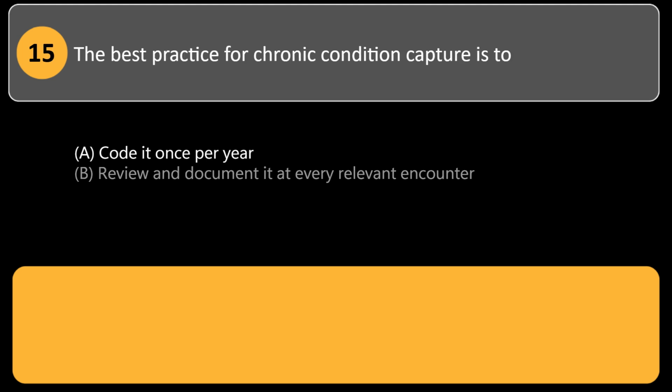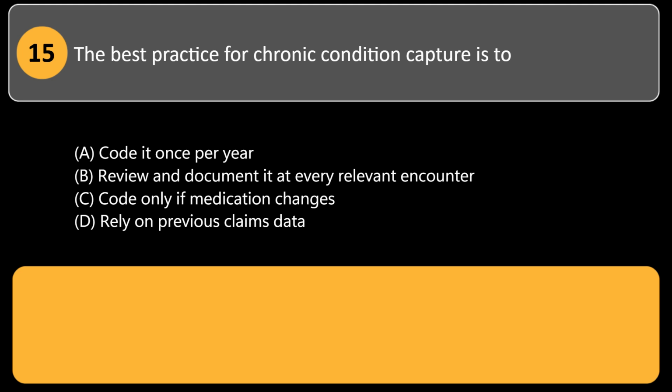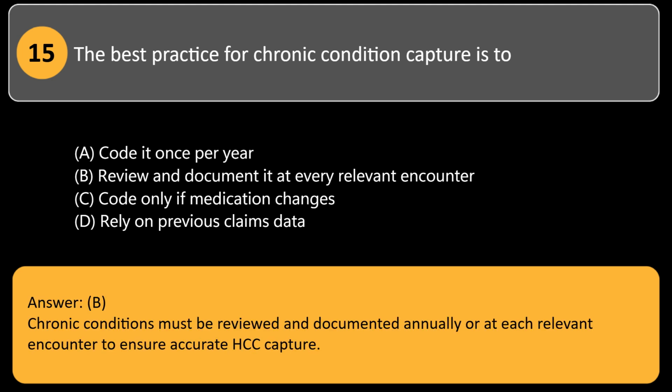The best practice for chronic condition capture is to: A. Code it once per year. B. Review and document it at every relevant encounter. C. Code only if medication changes. D. Rely on previous claims data. Answer: B. Chronic conditions must be reviewed and documented annually or at each relevant encounter to ensure accurate HCC capture.